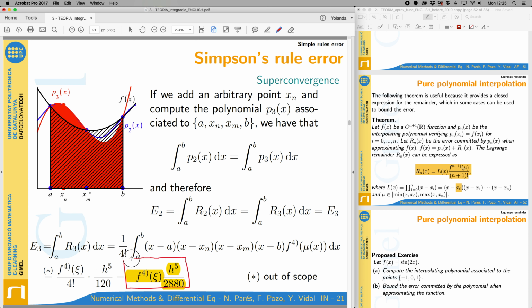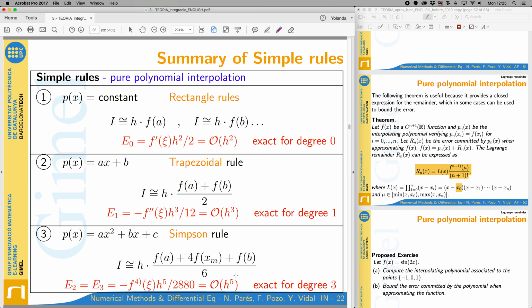And again, it is very important to bear in mind that this psi value that appears here lives inside the interval a b. Okay, so we can summarize what we did. Now we have these red formulas, the expression of the integration error for each one of the simple rules we know.